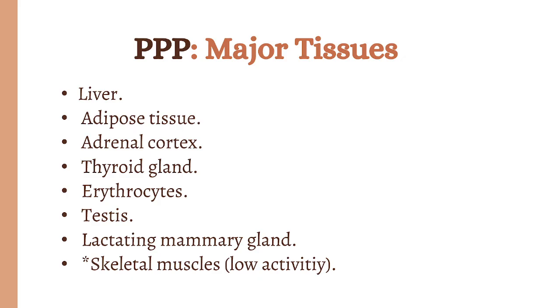Where does the pentose phosphate pathway take place? In many tissues, all of which are active in either reductive synthesis and/or detoxification of drugs and metabolites. A major location is the liver, in addition to adipose tissue, adrenal cortex, thyroid, erythrocytes, testes, and lactating mammary glands. In the skeletal muscles, the pathway is present, however, it has low activity. We will discuss the peculiarities of the pentose phosphate pathway in skeletal muscles shortly.